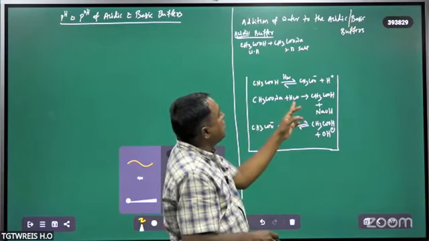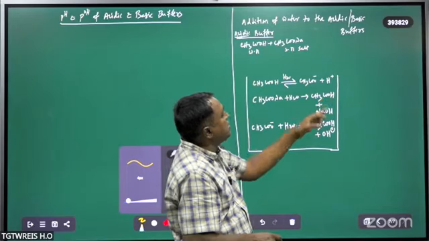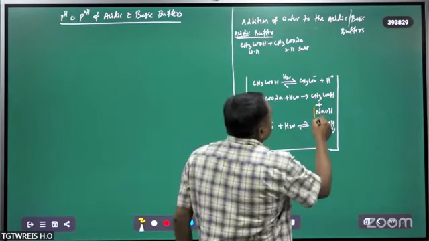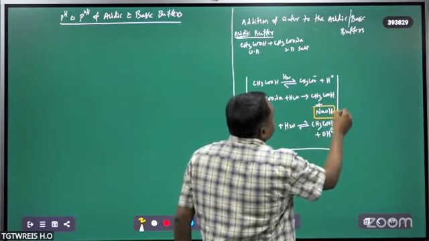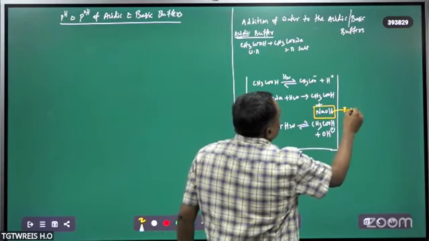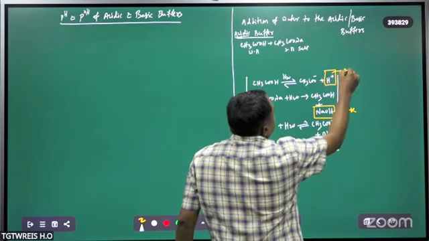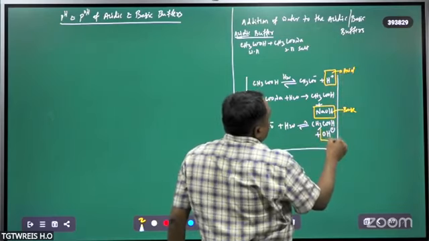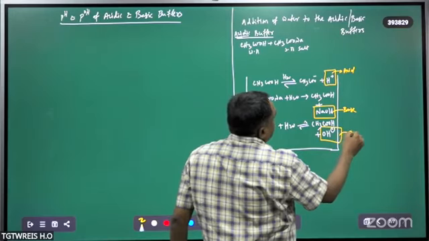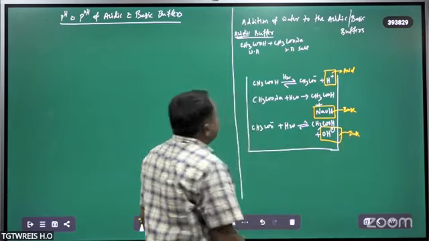CH3COONa, adding water, you will get CH3COO minus, and this is the base. This is the base. But this H plus is the acid. Again, this is also a base. Okay.